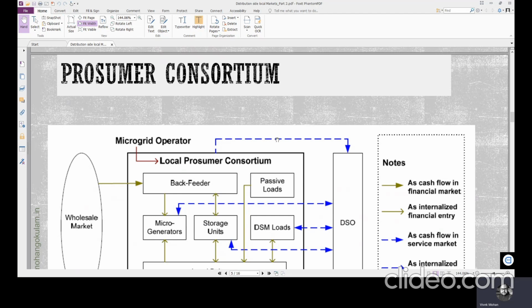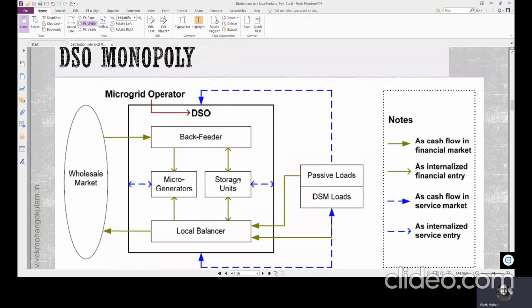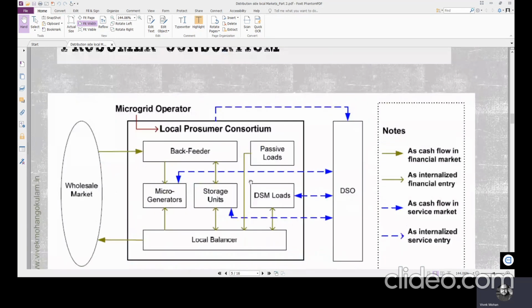Then in prosumer consortium, the distributed energy resources are smaller when compared to the DSO monopoly model, because in the DSO monopoly model, the sources are installed by the investment of DSO, and it is single owned, right? It's not owned by local consumers. So they are normally big units, and their location will be in the substation itself. Here, that is not the case. It's distributed among different prosumers, and the size will be small.